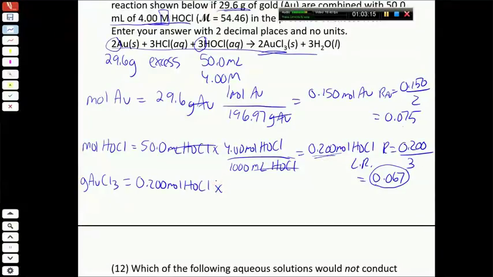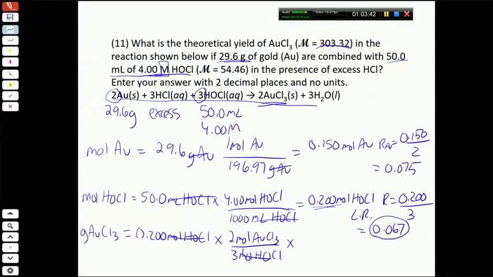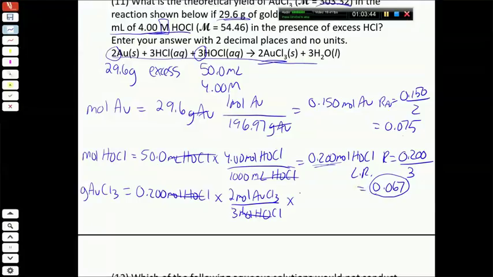We want to find the amount of this product, AuCl3, so we use mole ratios from the coefficients. AuCl3 has a coefficient of 2 in front of it, and that reactant has a coefficient of 3, so we multiply by 2 over 3 to convert into moles of gold chloride. And then we have to use the molar mass of gold 3 chloride, which is given to us here, 303.32, to convert moles back into grams. So these last few steps are just like the problem we did before, converting moles of one substance into moles of another, and then moles back into grams.